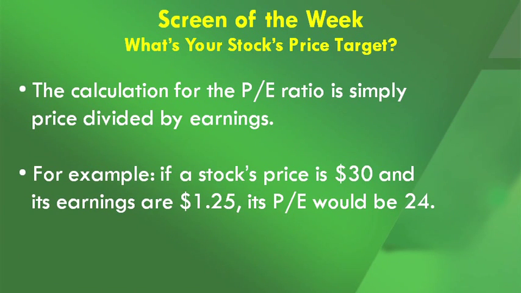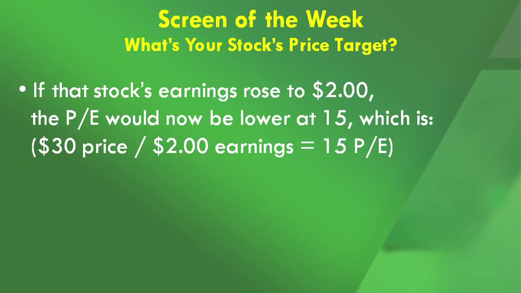Now, the calculation for the PE ratio is simply price divided by earnings. So, for example, if a stock's price is $30 and its earnings are $1.25, its PE ratio would be 24. However, if that stock's earnings rose to $2, the PE ratio would now be lower at 15. And the calculation is $30 price divided by the $2 earnings, which is a 15 PE.